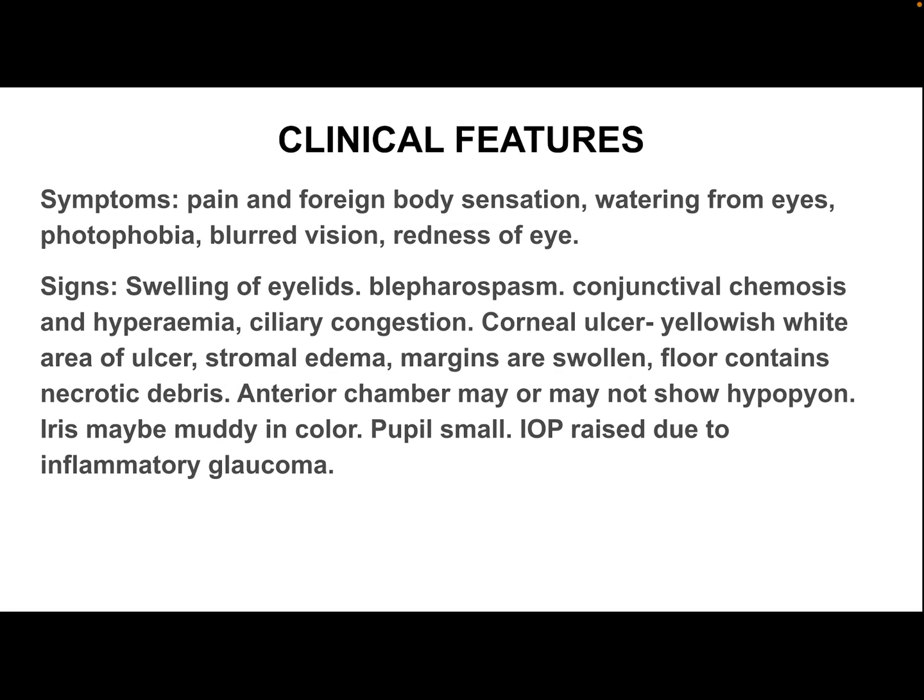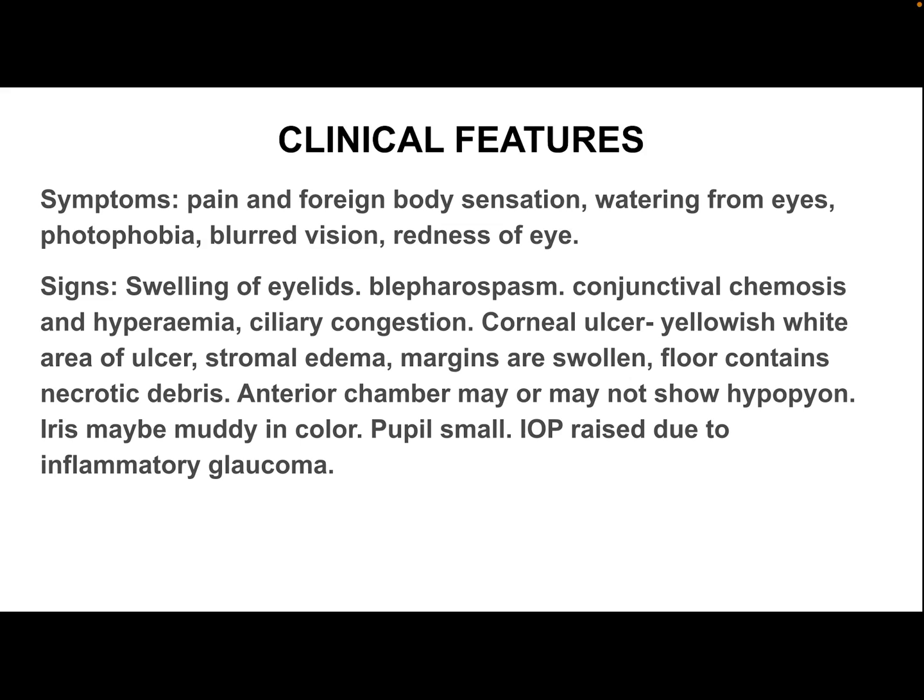So there are symptoms and signs. Symptoms is what the patient will tell you. Signs is what you will elicit as a doctor. Symptoms include pain and foreign body sensation, watering from eyes, photophobia, blurred vision, redness of eye. Now what you will see is that there will be swelling of eyelids, there will be blepharospasm, there will be conjunctival chemosis and hyperemia. Conjunctival chemosis is nothing but edema of the conjunctiva, and hyperemia, you all know what it is. And then there is ciliary congestion around the cornea, and then there is corneal ulcer.